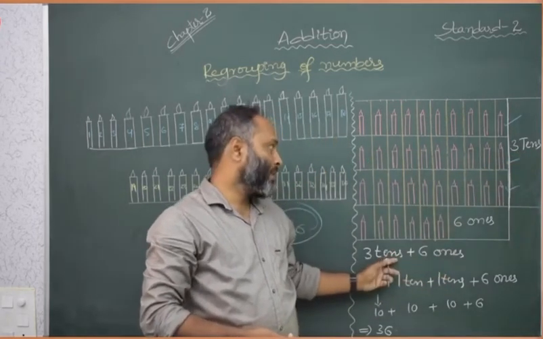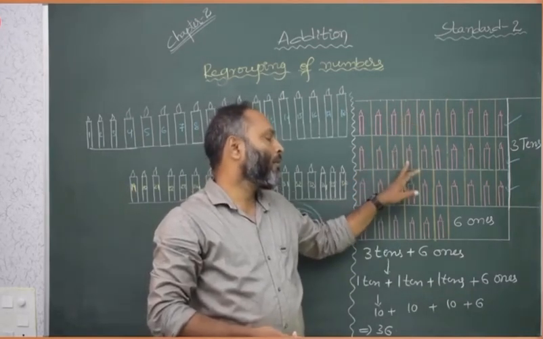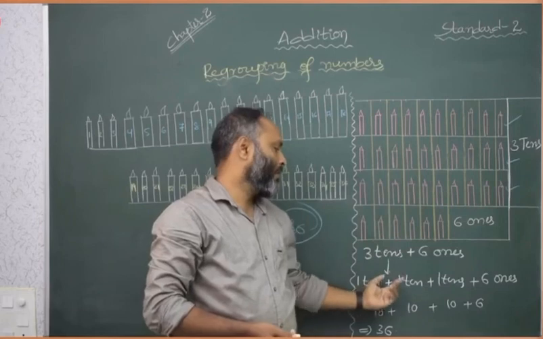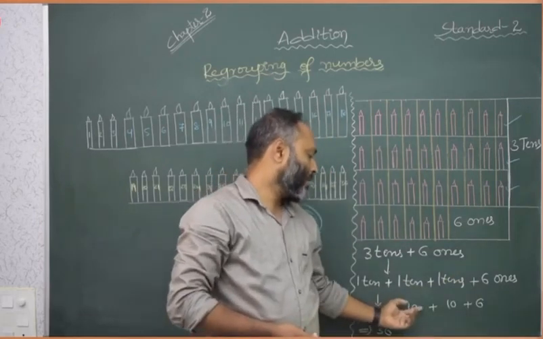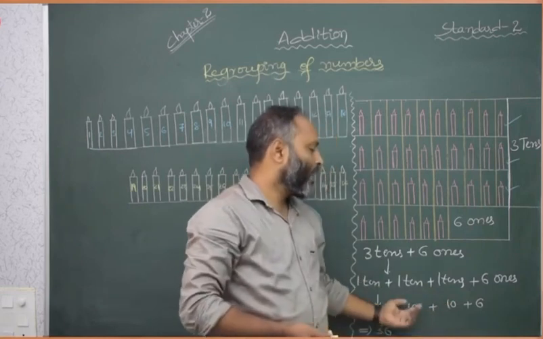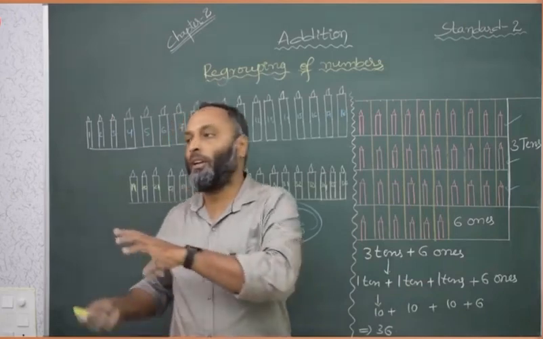3 tens is nothing but how many rows are we getting here? 1 row, 2 rows and 3 rows. That means 10 plus 10 plus 10, total 30. 30 plus 6, 36. In this order we have to arrange whatever pictures are given.